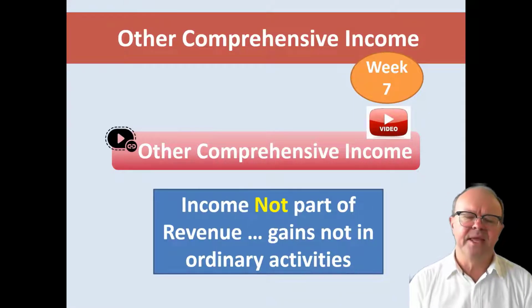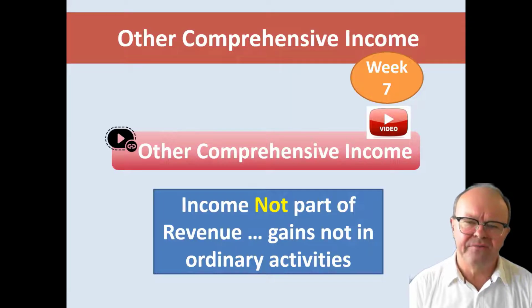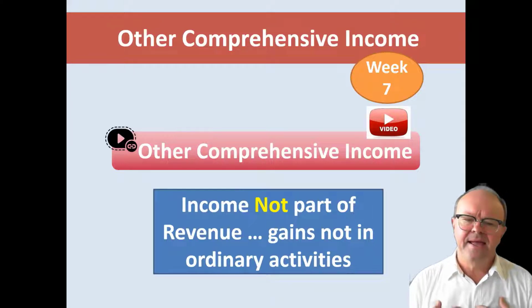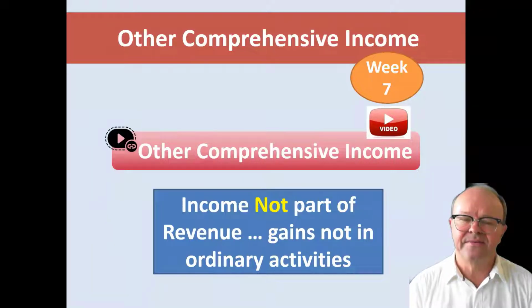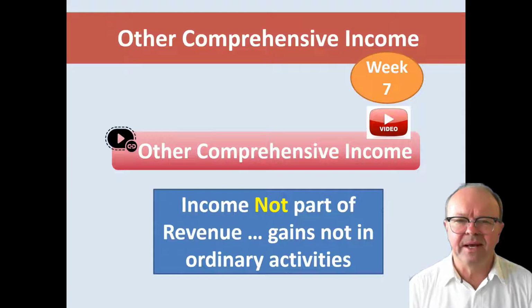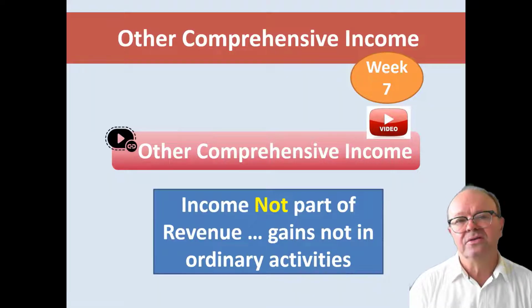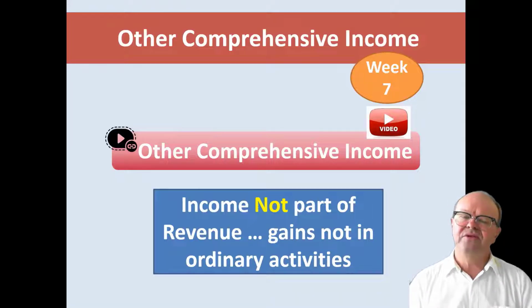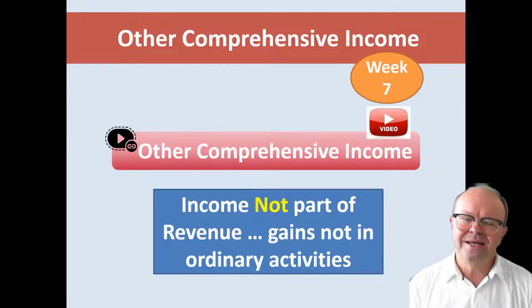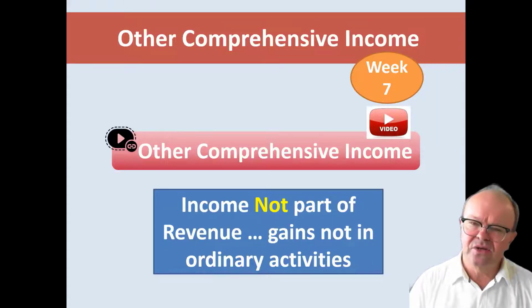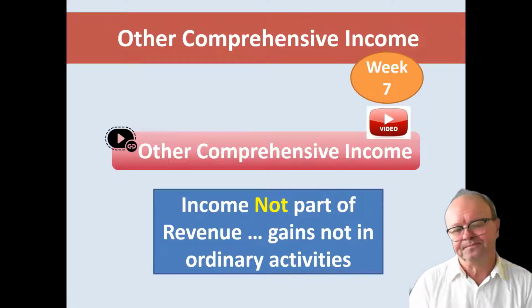Other comprehensive income is income that is not part of revenue. So income and revenue are slightly different concepts in accounting. Revenue only includes gains that are in the ordinary course of activities, the sort of thing your firm would typically do. But income includes gains that are not in the ordinary activities. It includes more than just the revenue. So the revenue and the expenses go into the income statement, but the rest of income, the other comprehensive income, that is the gains that are not in the ordinary course of activity, are shown separately.